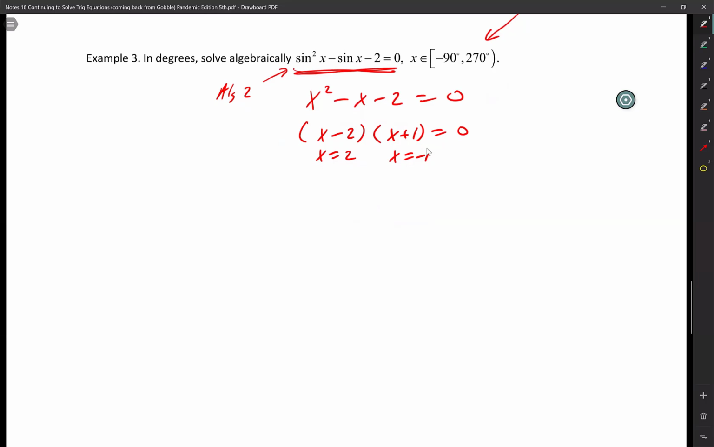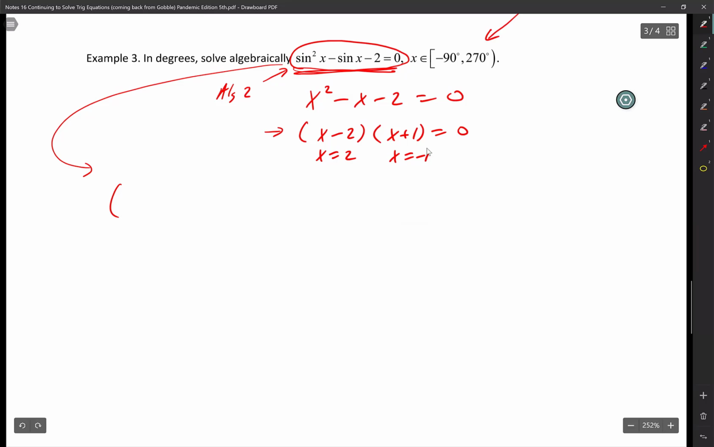But we're not in Algebra 2 right now. We're in Precal, and we're doing the same logic. I'm going to factor this out, guys. So when I factor that out, here's how it's going to look. It's the same factors, but instead of an x, I'm going to write sine x. So sine x minus 2, sine x plus 1 equals 0.